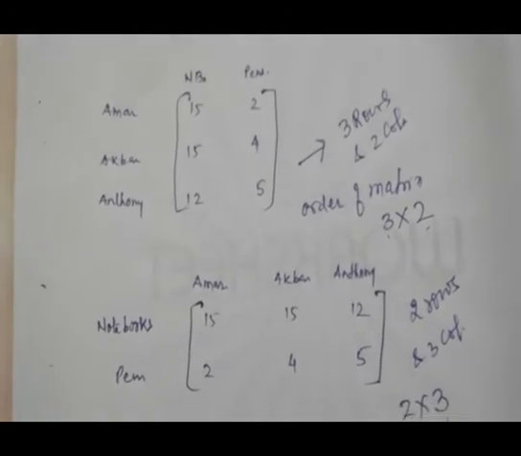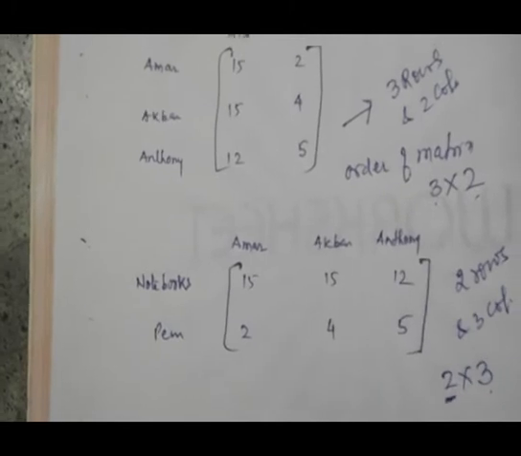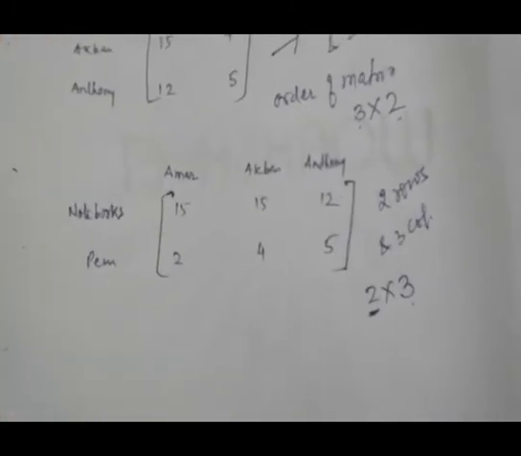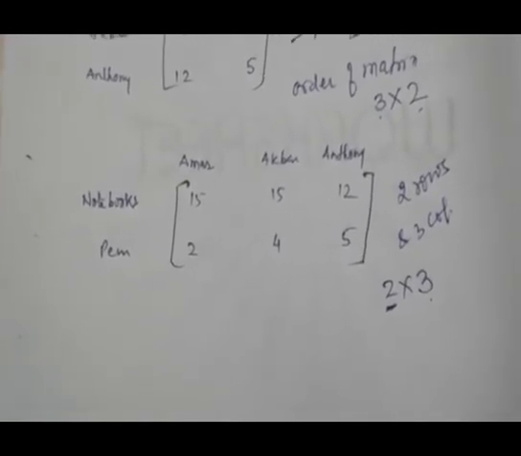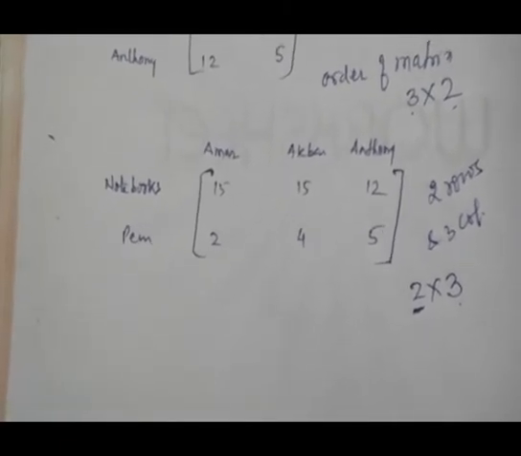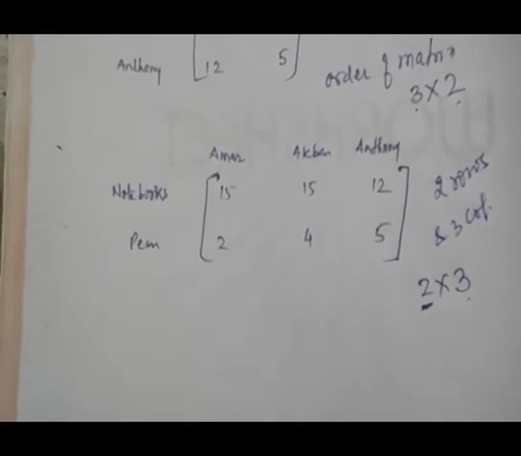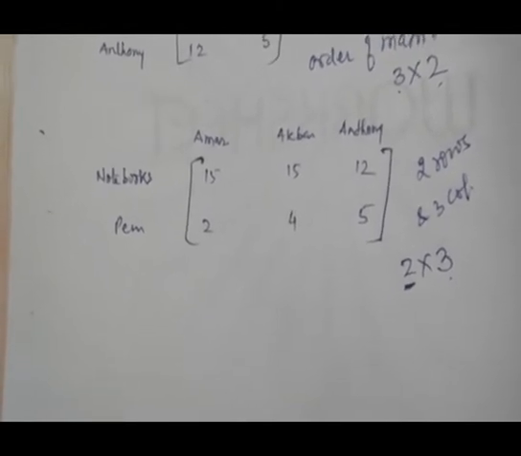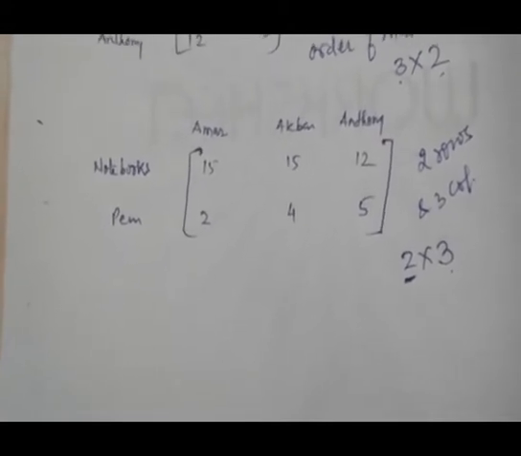So we can say in simple words that an arrangement or a display of any kind, like this one showing notebooks and pens of Amar, Akbar and Anthony, is called a matrix. Formally, we define a matrix as an ordered rectangular array of numbers or functions.